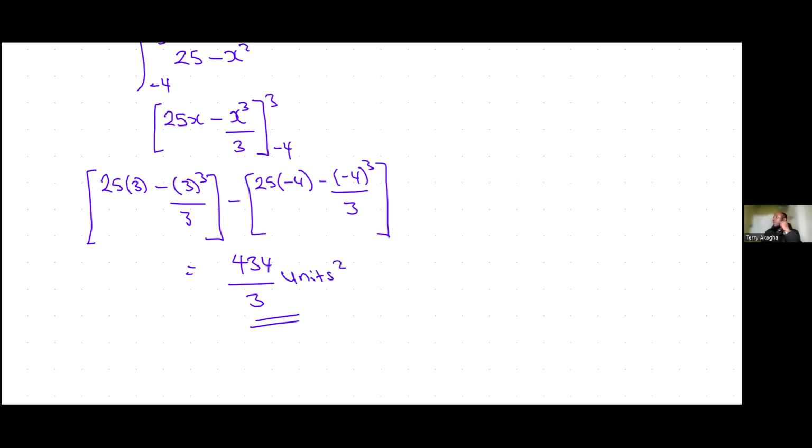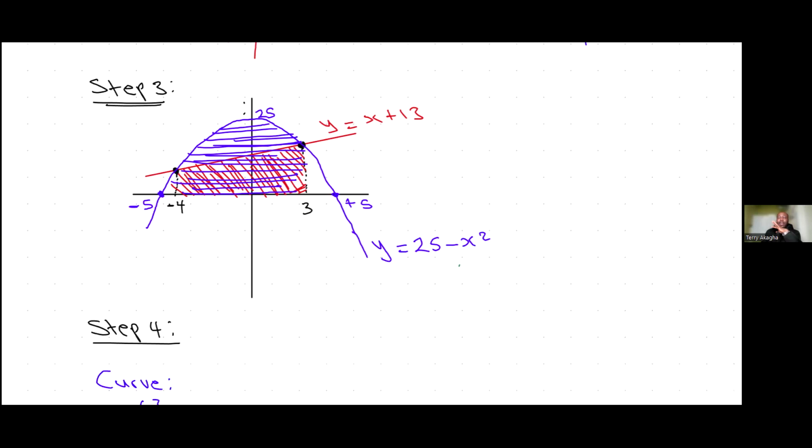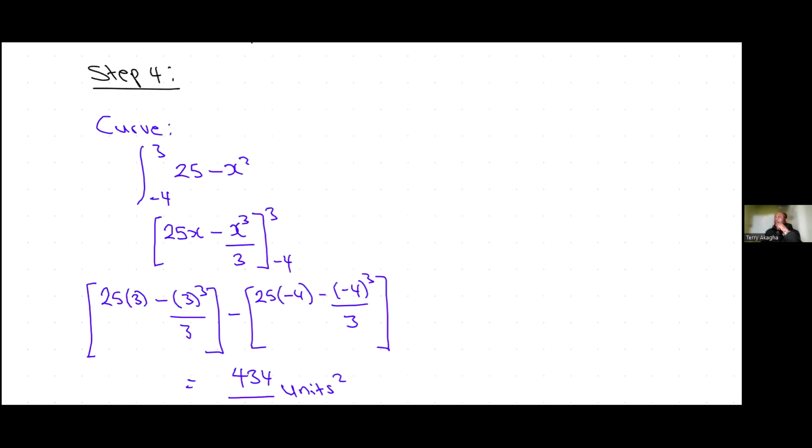Okay, so that means this whole purple region that is being covered here is what we just calculated for. Now, the next part is that we need to calculate the area covered by the line, the red part. So we need to go and look at the line now, and calculate the line to get the area covered by the line.